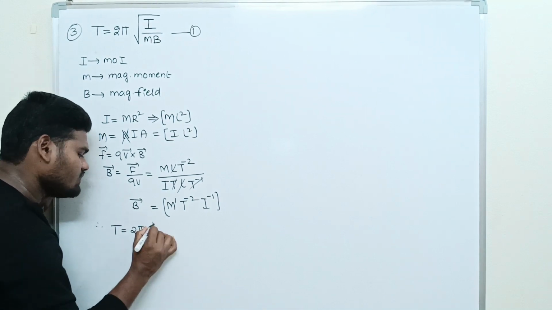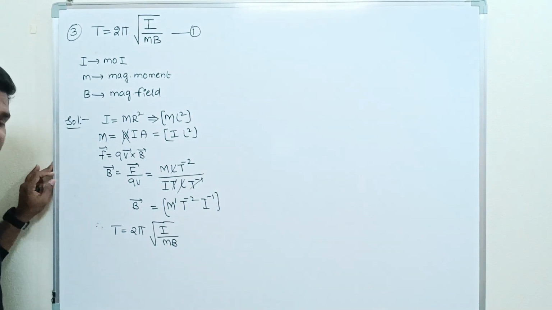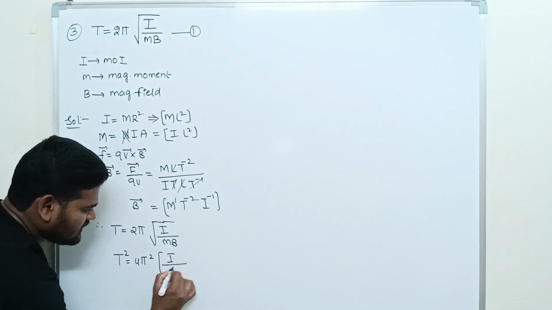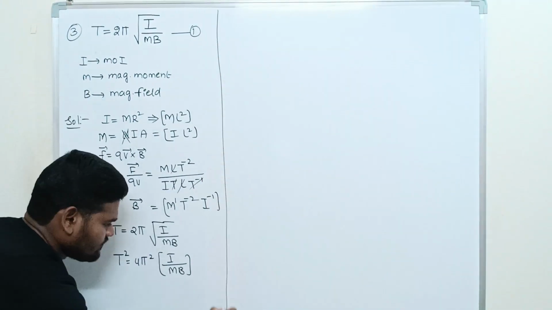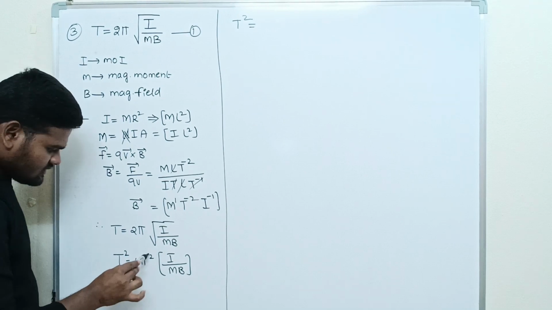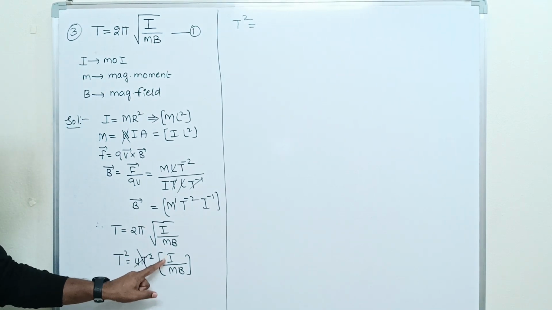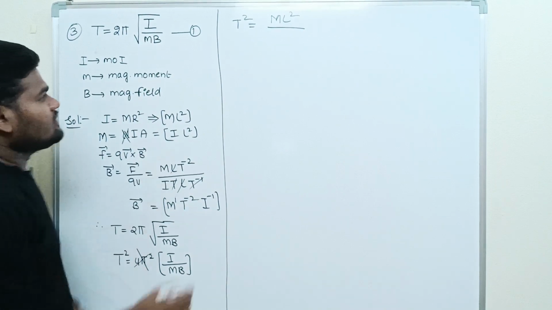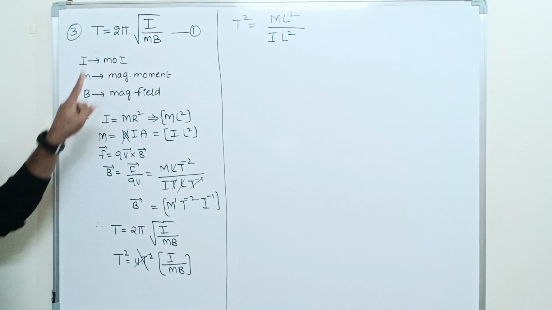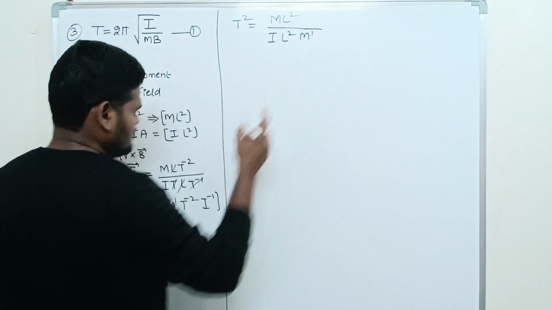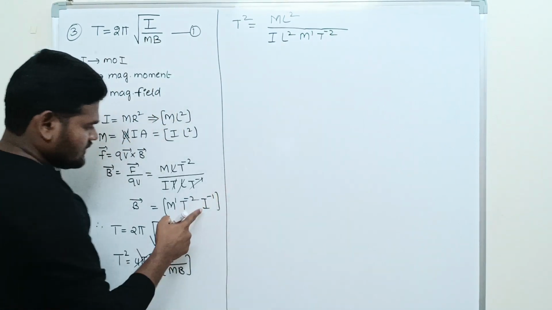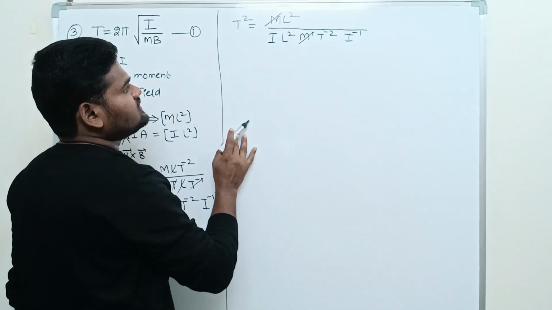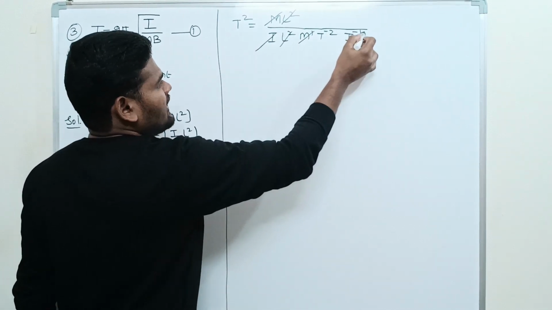We got T equals 2 pi under root of I by mB, right? Any doubts? So what is T? T means time period. Squaring on either side, T square equals 4 pi square I by mB, and the square root gets cancelled out. Constant has no dimensional formula. The dimensional formula of I is M L square, divided by the dimensional formula of m, which is I into L square, into B. The dimensional formula of B is M power 1, T power minus 2 and I power minus 1. Are you getting? Right. So M power 1 cancels out, L square cancels out, I inverse cancels out.